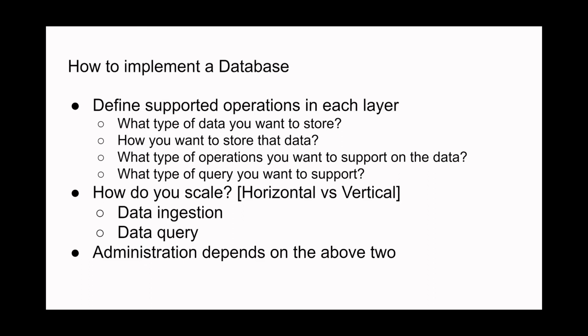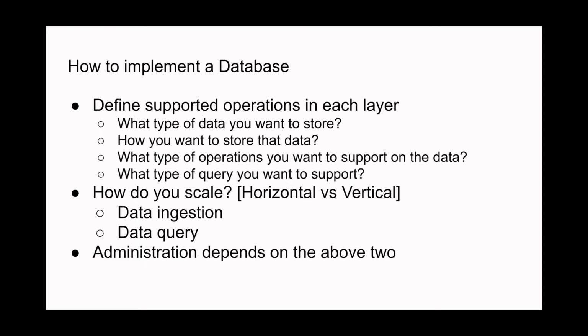A very simple way to go ahead is to just define what things you want to support in each layer: what type of data you want to store, and once you have decided that, how do you want to store that data, what type of data structure do you want to use to store that data and the associated metadata, what type of operations you want to support on the data, be it insert, and in insert, is it a point insert or is it a bulk insert, same goes for update, same goes for deletes.